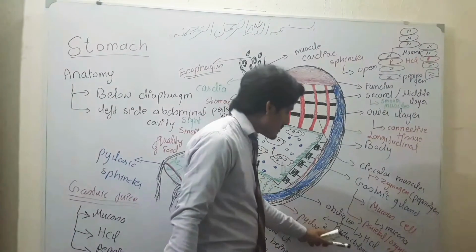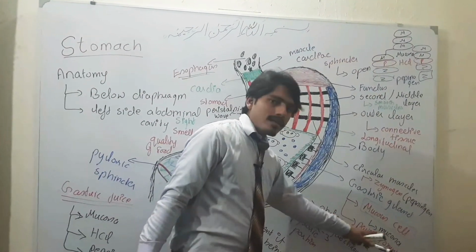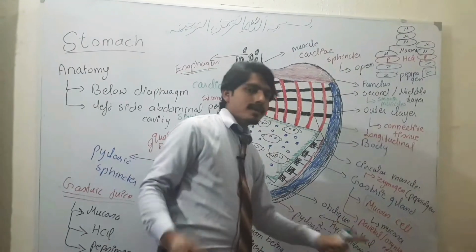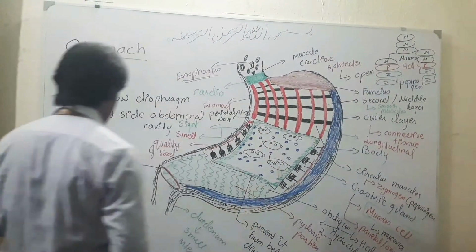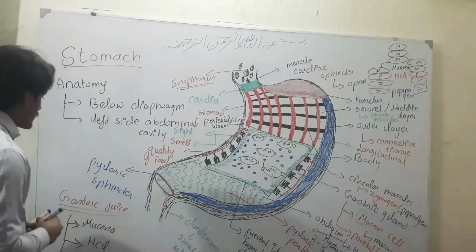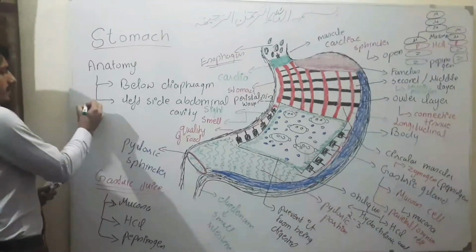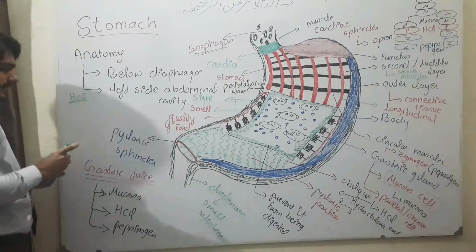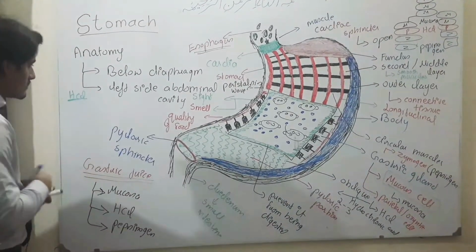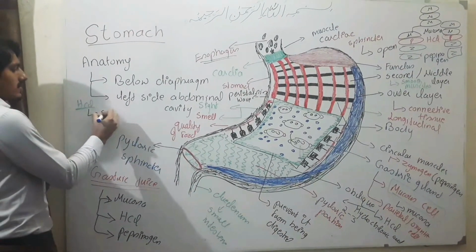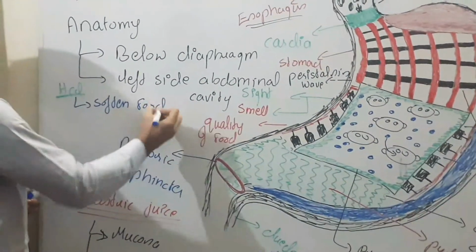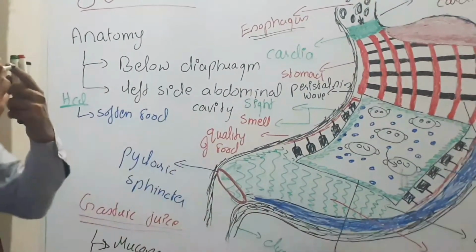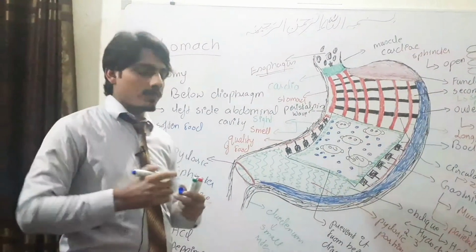And the next one is the parietal cell, which secretes the acid called HCl, hydrochloric acid. What is the function of HCl? Firstly, it softens the food particles which come from the esophagus into the stomach.